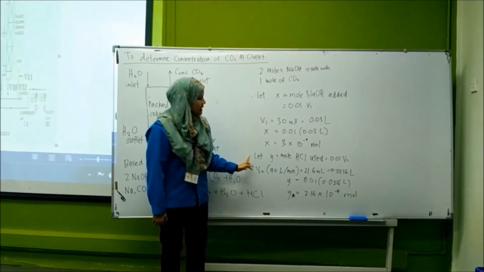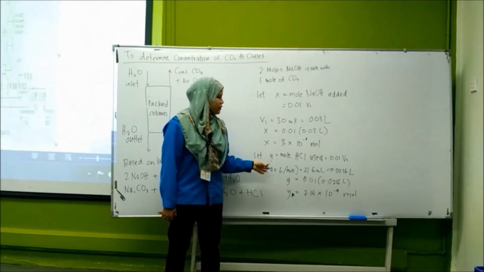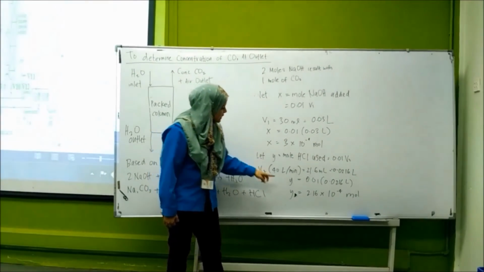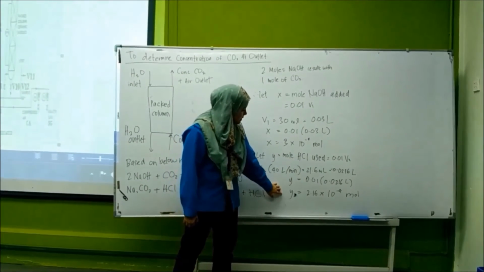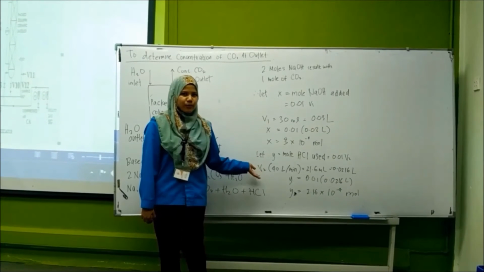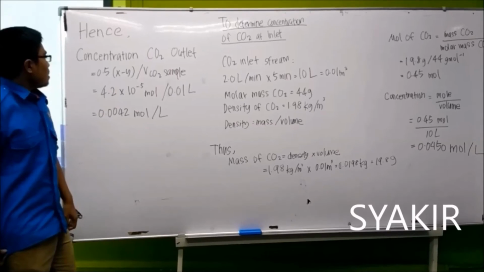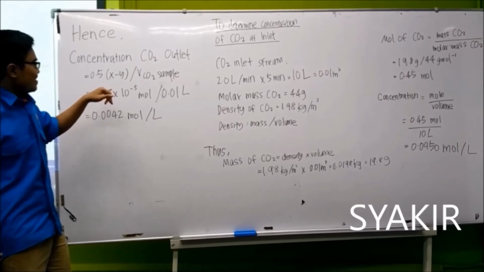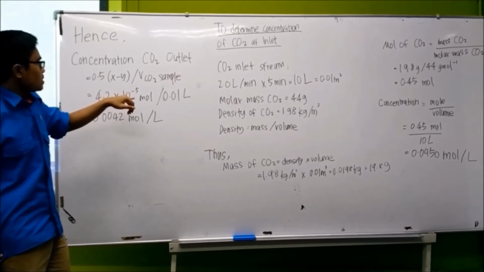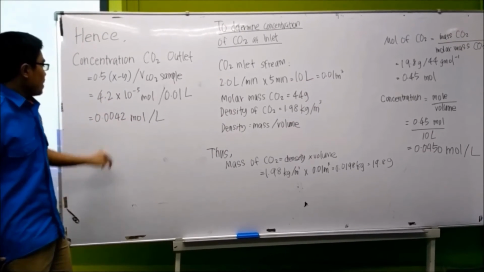Then we move on. Let y equal the mole of hydrochloric acid, which is 0.01 V2. And the final answer will be 2.16 times 10 to the power of negative 4. Also, 0.5 times (x minus y) over the volume of the CO2 sample, and we will get this answer.